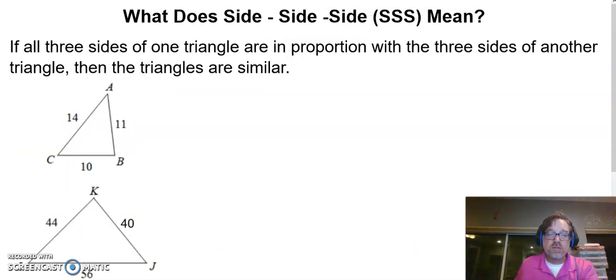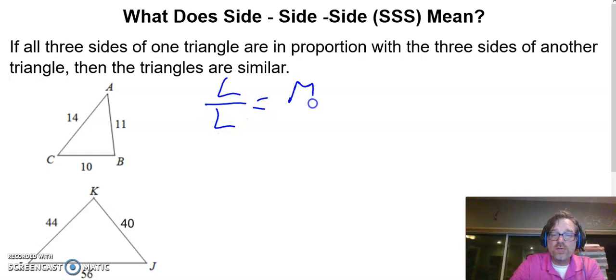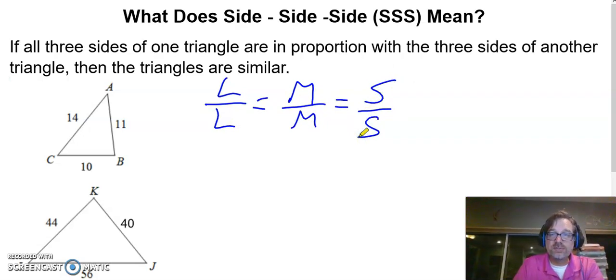Let's do another one. Now remember, we're going to do long over long, middle over middle, short over short, and all of those need to reduce to the same fraction. And if they do not reduce to the same fraction, then the triangles are not similar. These ones, instead of going left to right, they're top to bottom, but the idea is still the same.